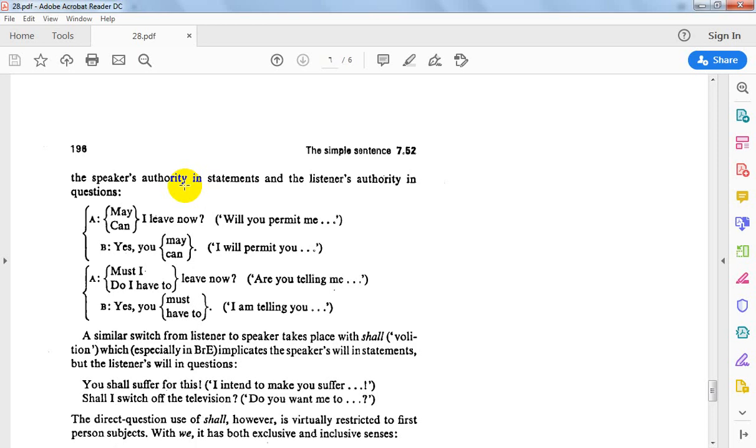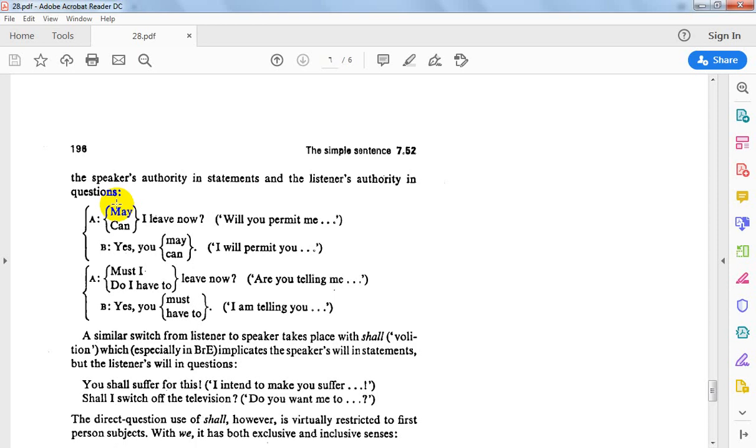Here, who has the authority? The speaker has the authority. You may borrow my car. But the listener has the authority in questions. When you come to ask me, may I borrow your car? The authority goes to the listener, because you ask my permission to borrow my car. So you have not the authority. I, as a listener, have the authority.